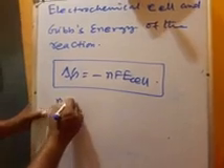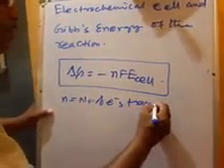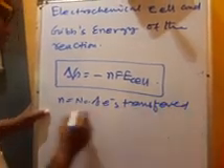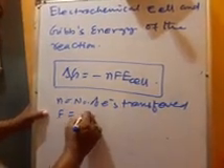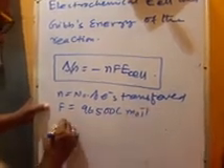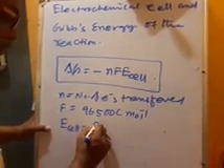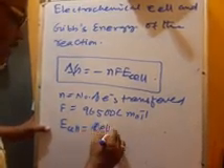Now where n is the number of electrons transferred, F is Faraday's constant, 96500 coulomb per mole, and E cell is the cell potential.